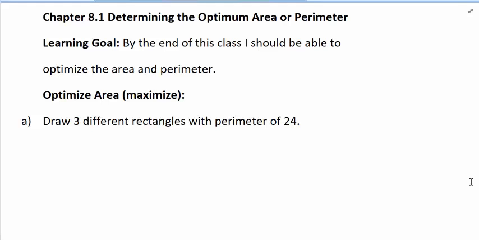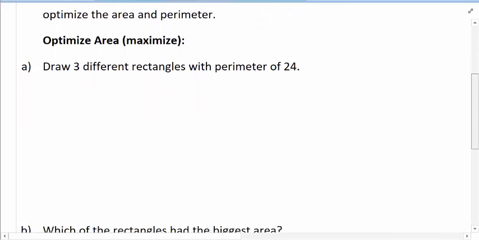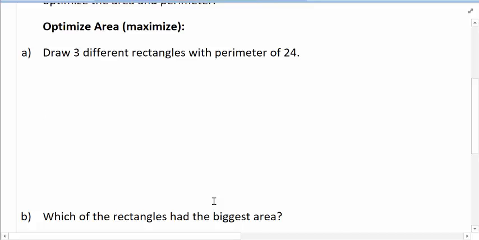Okay? So here, it asks you a question to draw three different rectangles with a perimeter of 24. So tell me, what would be a rectangle with a perimeter of 24? 4 by 6 would make a 24, right? I need a perimeter of 24. Oh, perimeter, not the area. 8 by 3? No, 8 by 3 would give you 12.